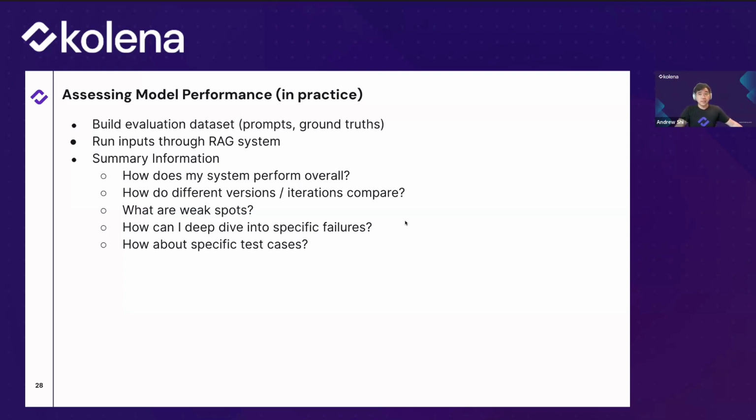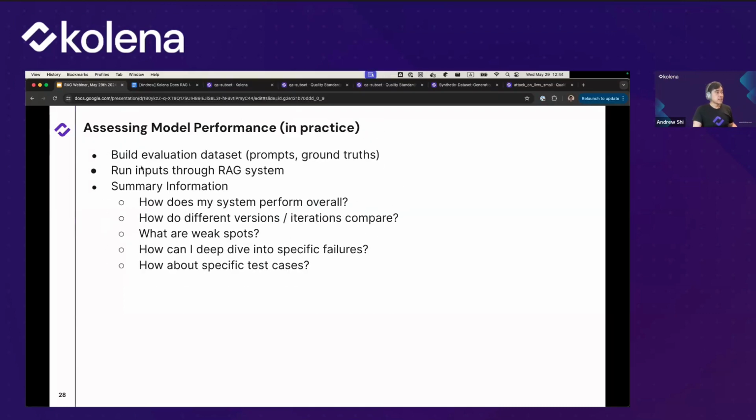Then we try to assess, based on the metrics previously discussed, how well my system performs overall. How do different versions and iterations compare? What are weak spots or blind spots in my system? How can I deep dive into specific failures? What about building test cases or scenarios that I care about in future iterations? Let me go ahead and exit out of this.